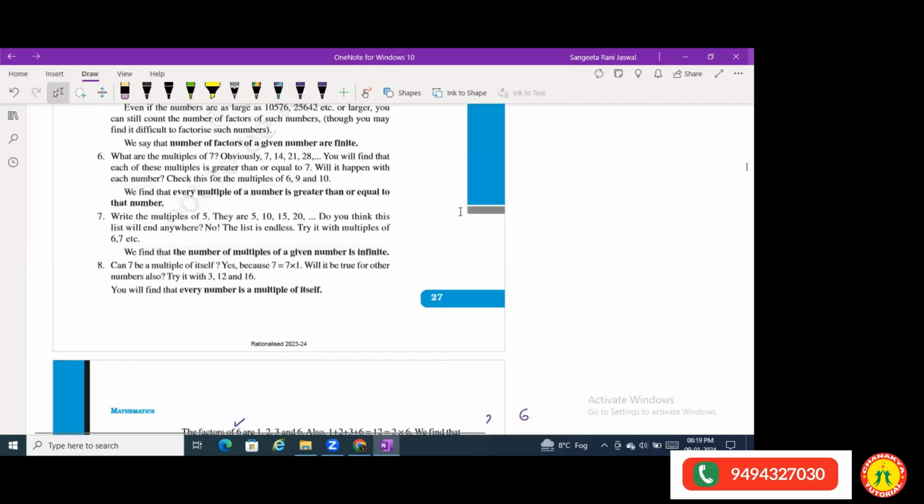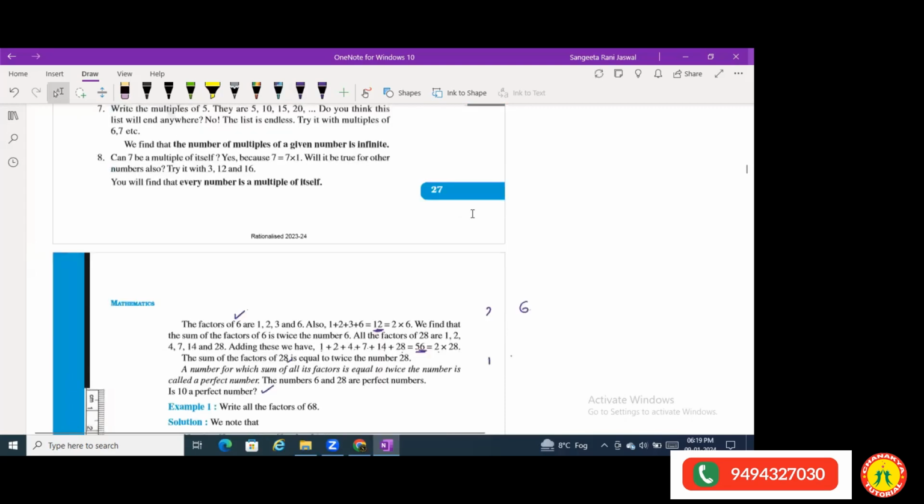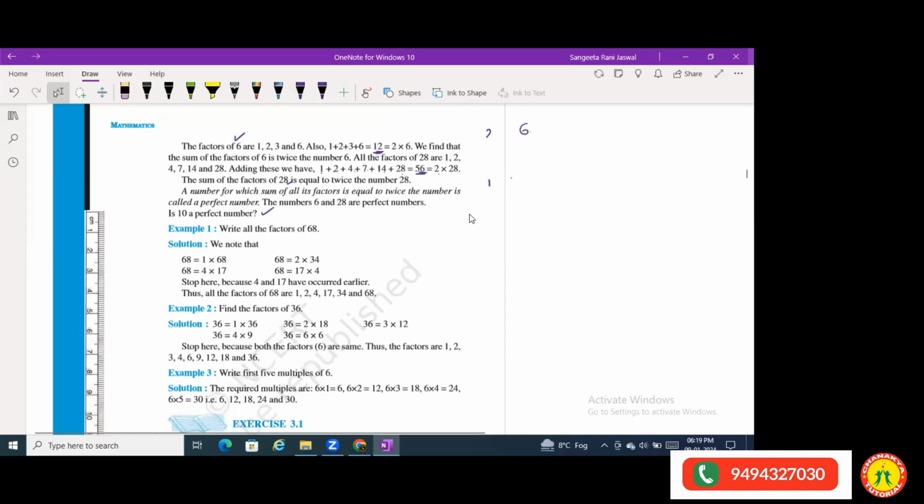Perfect number means when you add all the factors, you get the same number. Just don't forget about this twice thing. Add all the factors and you get twice the number.